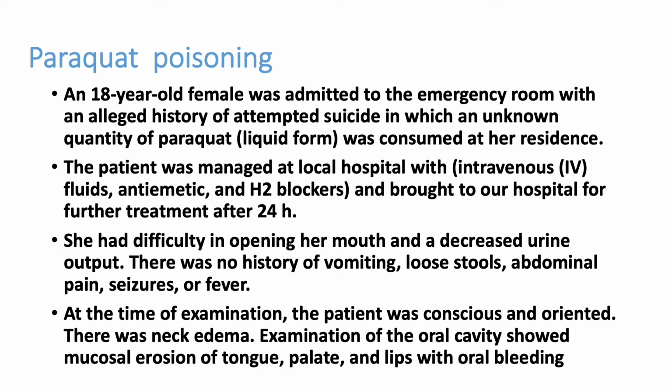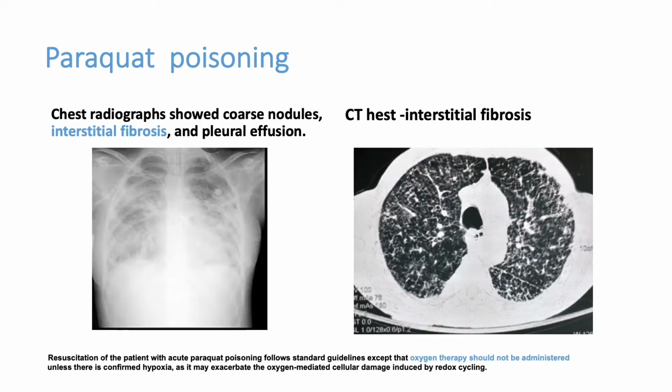Next case is an 18-year-old female patient admitted with a large dose of Paraquat poisoning. She was treated with supportive therapy, IV fluids, antiemetics, H2 blockers. She had severe oral pain, mouth ulcers, neck swelling because of the edema and inflammation. Lots of ulcers over the tongue, palate, lips, and oral bleeding also there. It's a typical presentation of Paraquat poisoning.